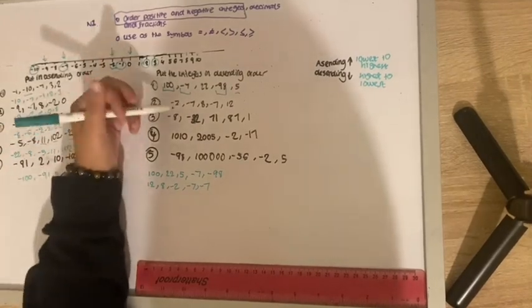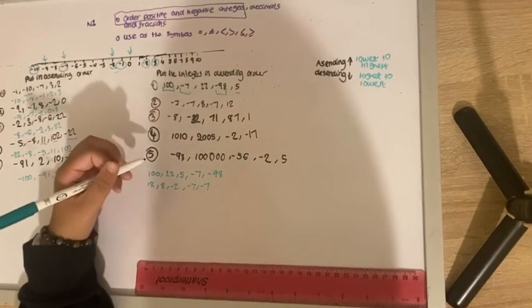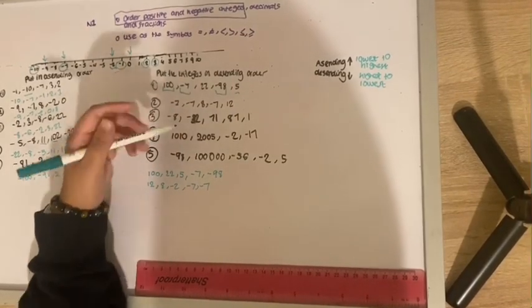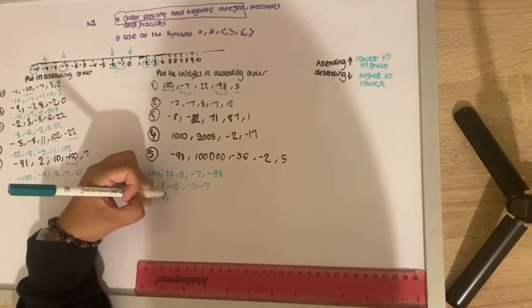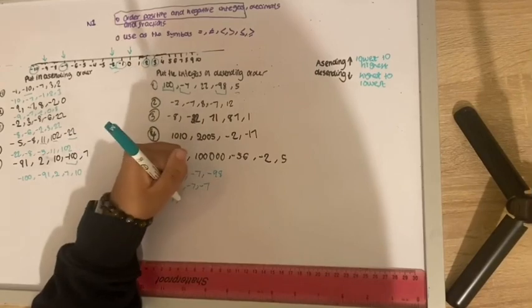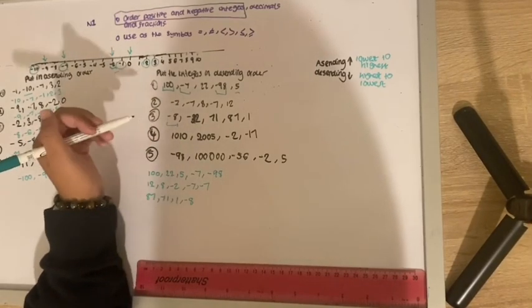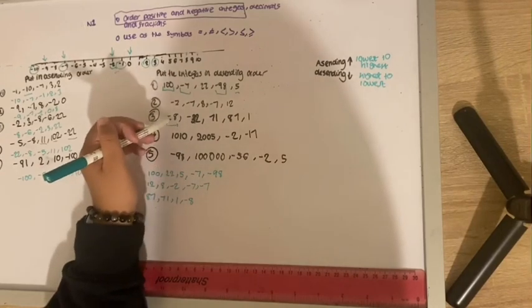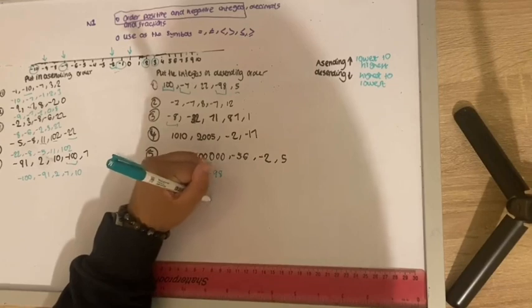Okay, number 3. -8, -32, 71, 87, 1. Clearly here 87 is the highest number we've got. Followed on by 71. Followed on by 1. Then -8, because it's the least negative. And then -32.